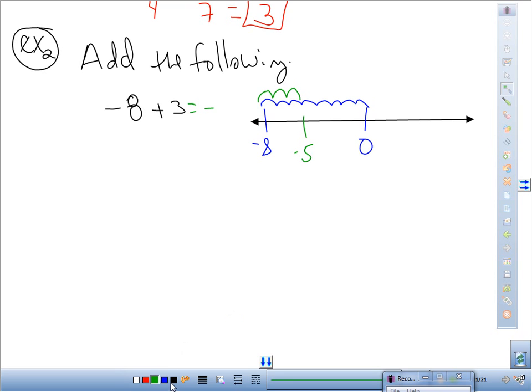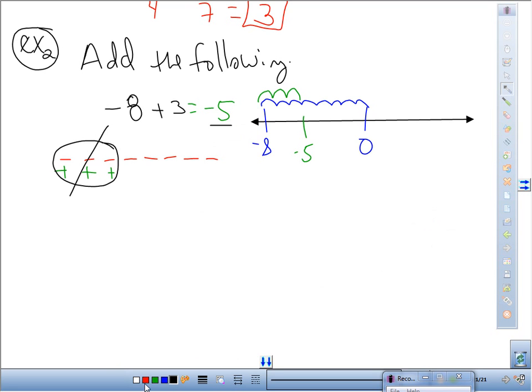Yes? From there, using tiles, I got 8 negatives. 1, 2, 3, 4, 5, 6, 7, 8. And I got 3 positives. 1, 2, 3. Identify my 0 pair right here. And what's left? -5. Should be the same, right?